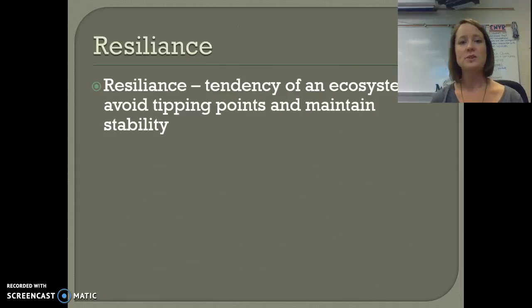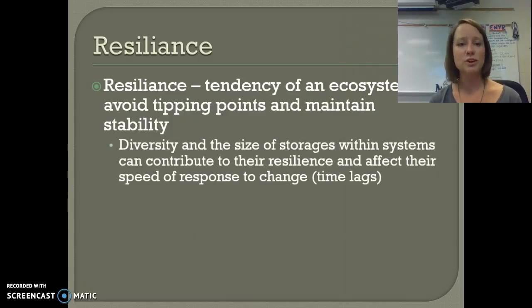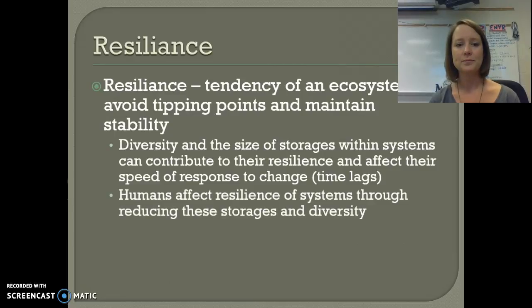Now, resilience is when an ecosystem avoids tipping points and maintains that stability. So if you have a large ecosystem that has negative feedback loops in place, then it is going to be a resilient ecosystem. The more diversity you have can also increase the resilience of an ecosystem. So what that does, it affects their speed of response to change. And we're going to refer to that speed as a time lag. So humans affect the resilience of these systems because we reduce the storages. So take deforestation, for example. We also reduce diversity.